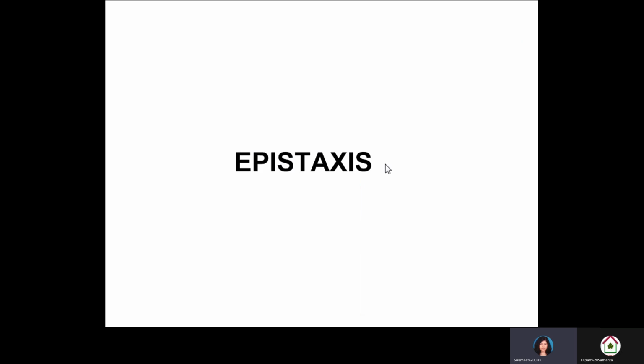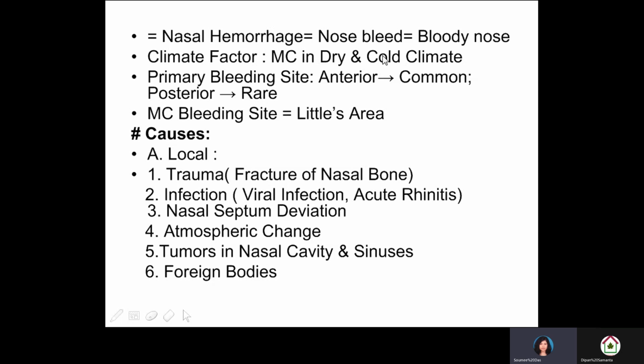Next is epistaxis. Epistaxis is nasal bleeding or nose bleeding. Nasal hemorrhage, nosebleed, bloody nose. So there are some factors, of which climate factor is the prime one. Epistaxis or nasal bleeding is most common in dry and cold climate. Okay, not in humid climate. Next, the primary bleeding site is anterior, which is common, and posterior is rare. The most common bleeding site is Little's area, where there is Kesselbach's plexus.